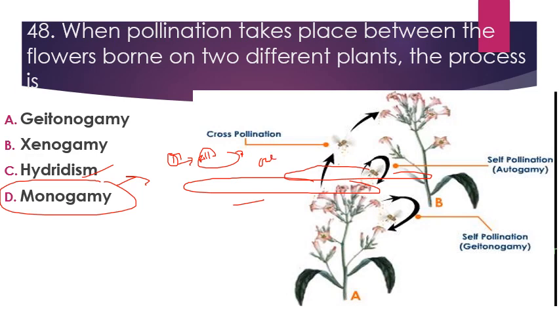So this is the photograph which shows different events of pollination, that is self-pollination, called autogamy, and cross-pollination between two different flowers of two different plants of the same species, and heterogamy, that is the pollination between the two different.